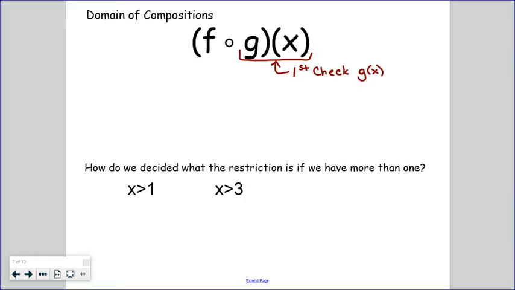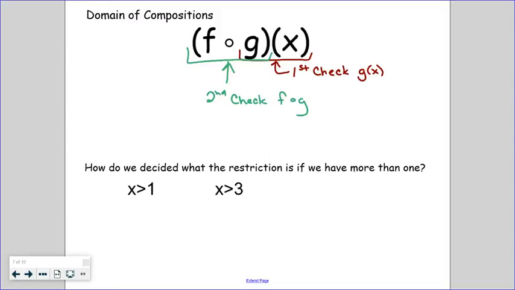Then after that, I take into account the whole thing. Second, I would check the composition itself, f of g. Notice nowhere in there do I have to look at just f, and you will never have to look at just the first function. You'll look at the second function, and you'll look at the combo, the composition. Well, if we look for domain restrictions at multiple points throughout, we might get more than one domain restriction. So how then do I pick what the overall domain restriction is going to be?